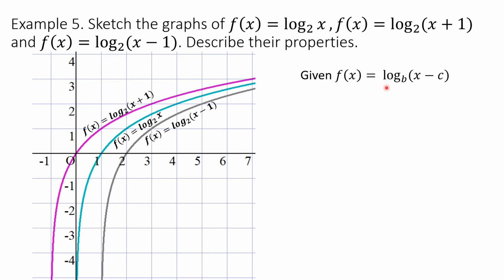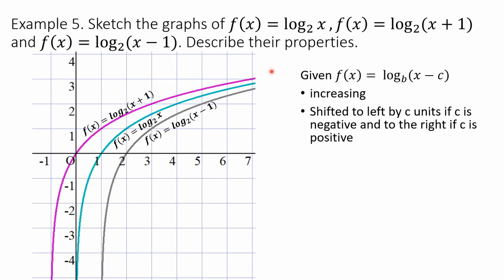Given f of x equals logarithm of the binomial x minus c to the base b, the graph for sure is increasing. So that is why each of these graphs, purple, blue, and gray, is increasing. From left to right, it is increasing. It goes up. And then the curve is shifted to the left by c units if c is negative, and to the right if c is positive.